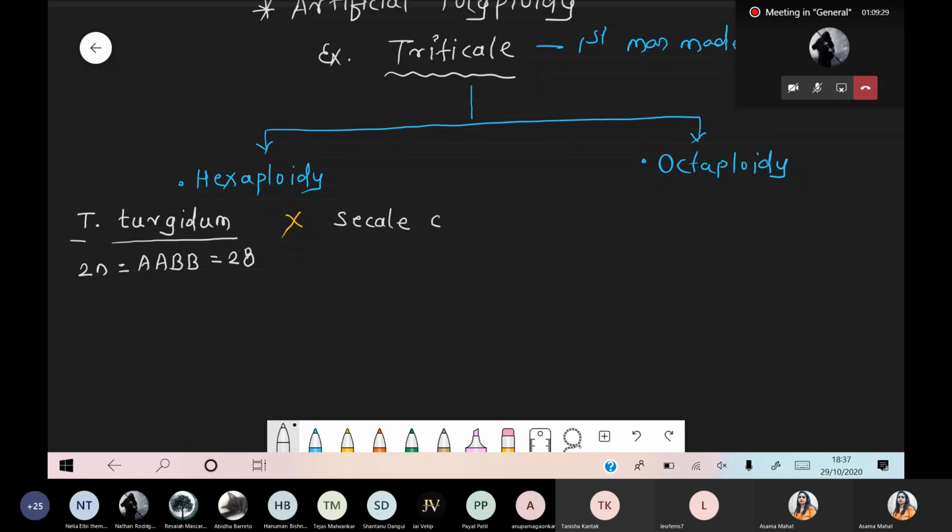Sickle, cereal. And the genotype that is diploid condition, presence of capital R, that is 14.